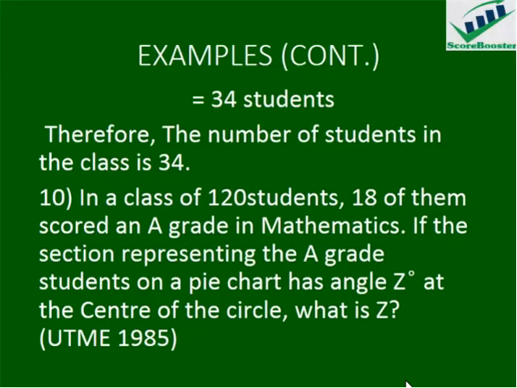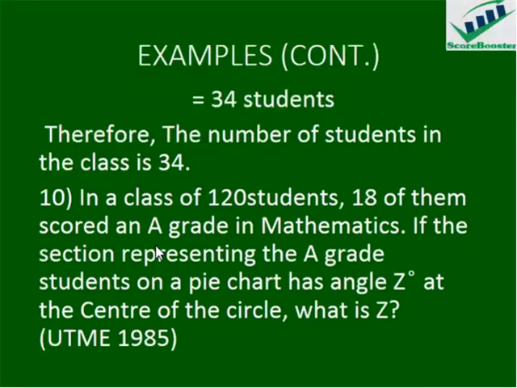This does not have anything to do with a diagram, so we just read the question. In a class of 120 students, from the question we know that there are 120 students. They said 18 of them scored A grade in mathematics. 18 of 120 students scored A grade.